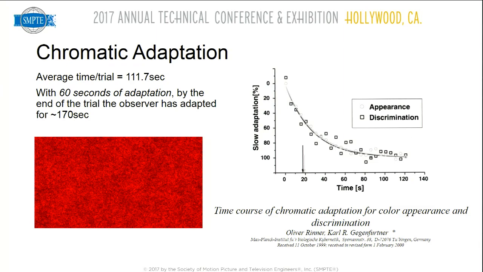And if you look at the graph on the right, it's showing percentage of adaptation on the y-axis with time on the x-axis. And at 60 seconds, the observer will have adapted to almost 90%. And that means that with an average time of 110 seconds per trial, then by the end of the trial, the observer will have reached a stable state of adaptation.